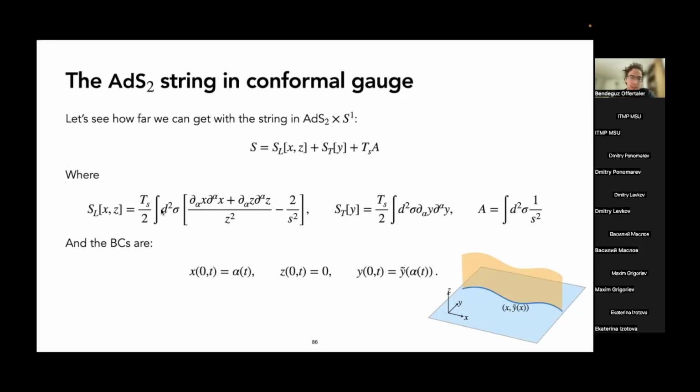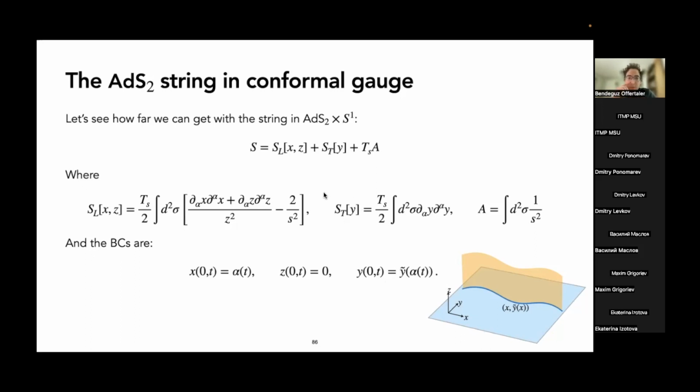The boundary conditions for the longitudinal modes, x and z, are just given like so. So they depend on alpha. The boundary conditions for the transverse field y depend on the curve y tilde that specifies our boundary curve, how it moves in the S1 direction, and also depend on the reparametrization alpha.